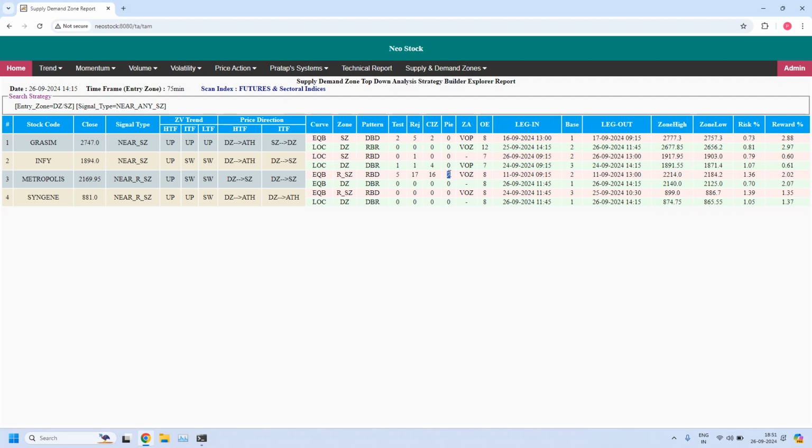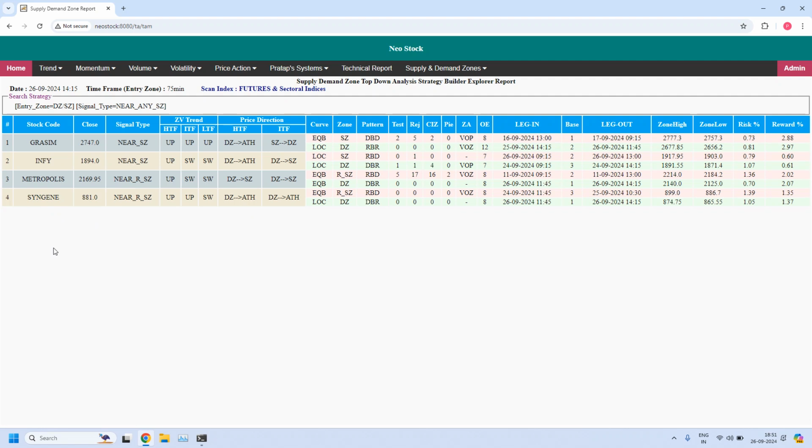Metropolis is not valid. It is already pierced. Okay, Shenzhen is having a high liquidity supply zone, a fresh zone. So that means we have identified one high liquidity 75 minute supply zone from this list. So total 3 zones we identified from today's list.